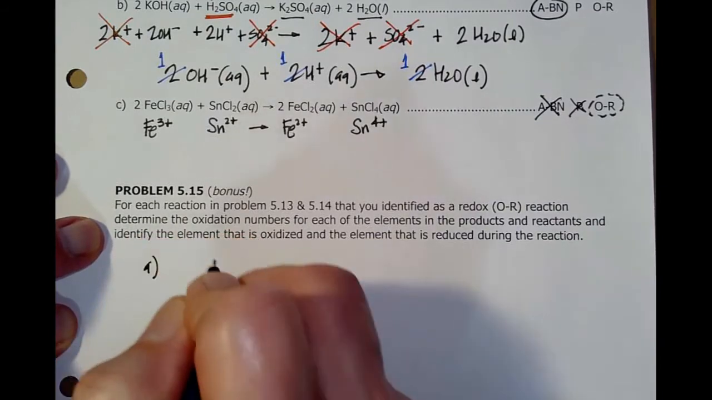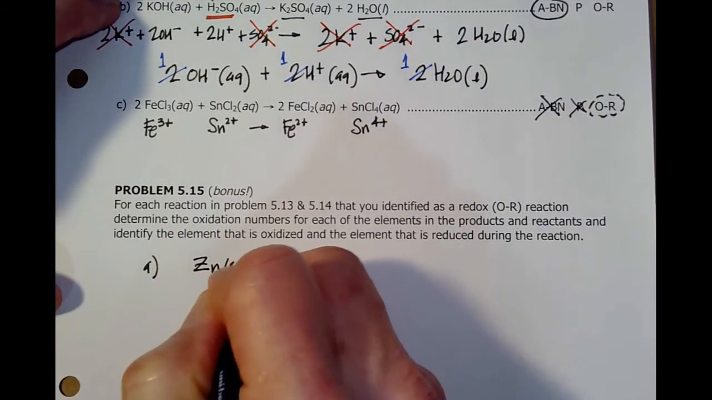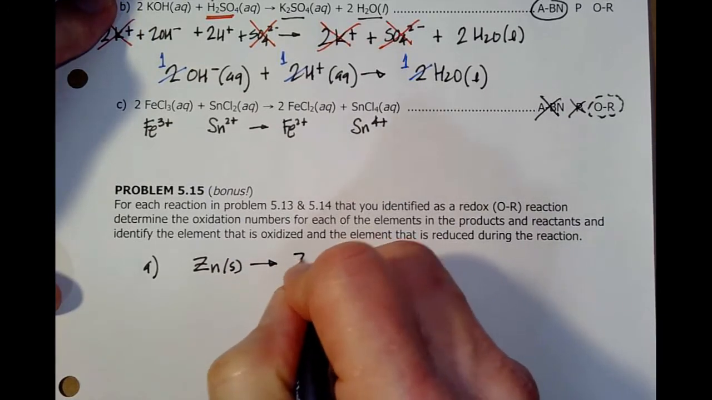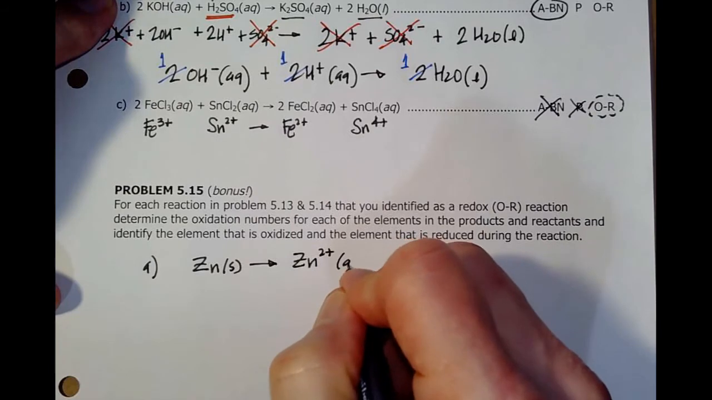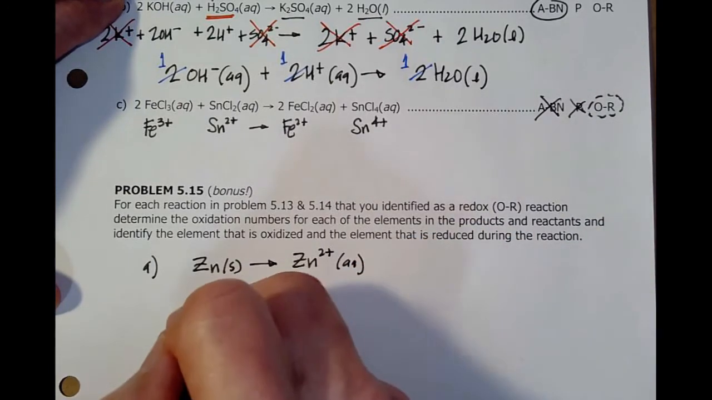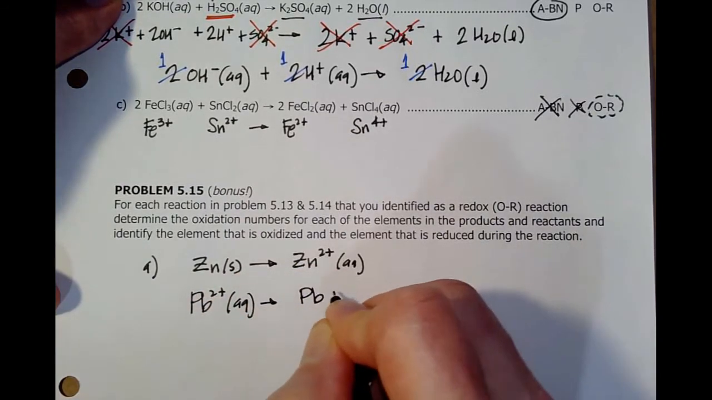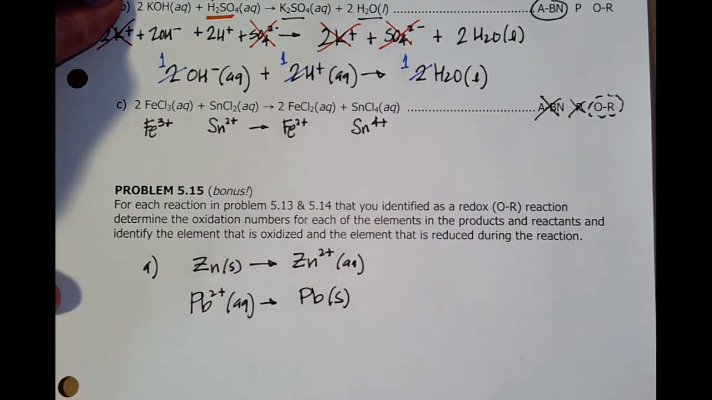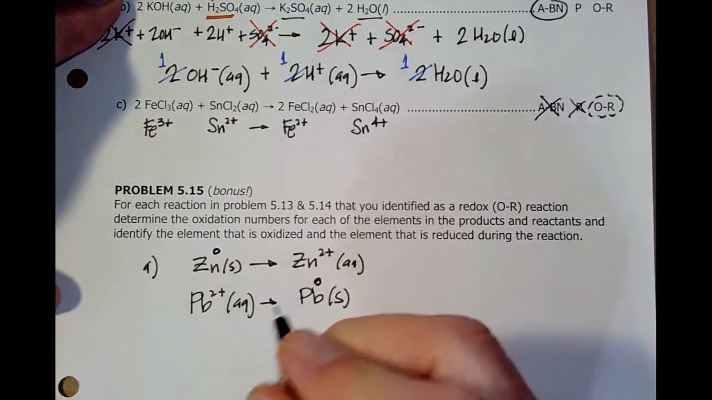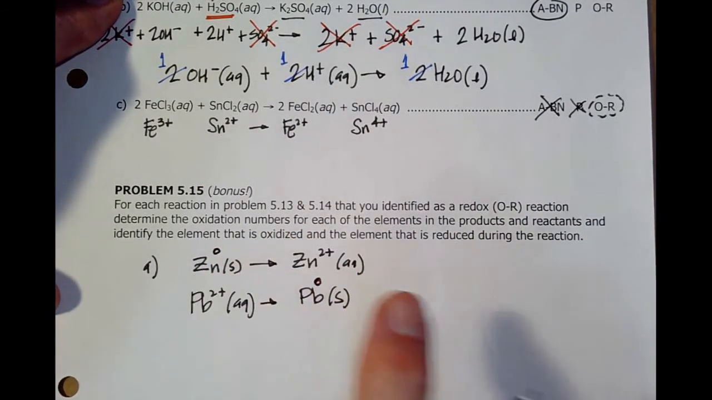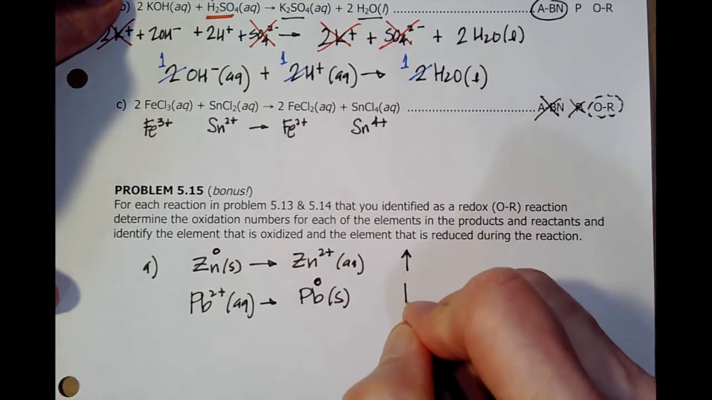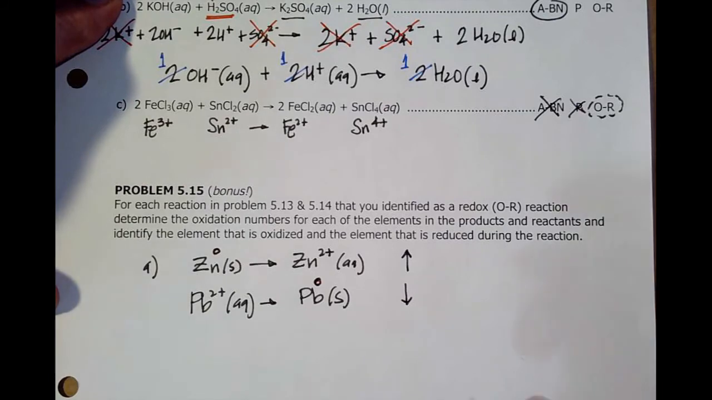So I'm going to do this. In A, I've got zinc solid going to zinc 2+ aqueous. And I've got lead 2+ ions going to lead solid. And then I remember, what's the charge on an element alone? Just a lead solid, zinc solid. Oh yeah, that's right. That's 0. That's 0. Here, I'll put it in black. 0 and 0. So this charge went up. This charge went down.